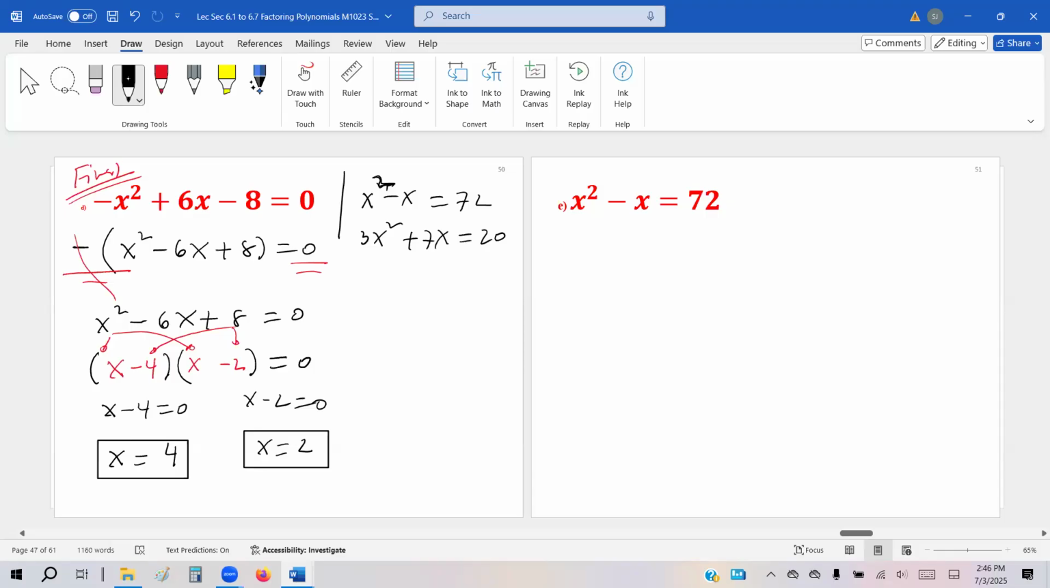So you have to bring 72 to the other side. So that's it. Remember, you don't have to solve anything first. You have to see 0 on one side. If you don't see 0, bring everything to one side to see the 0.